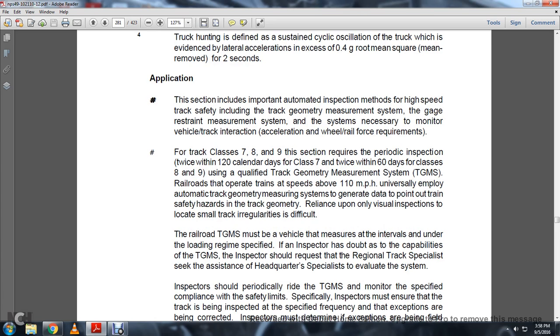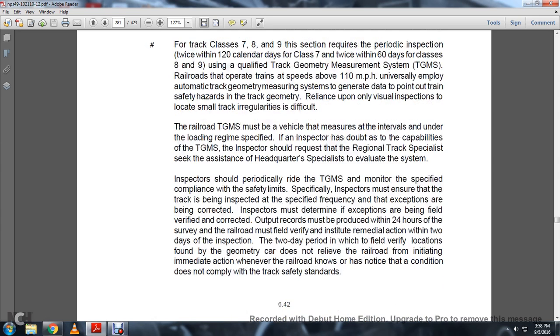For class 8 and 9, qualified track geometry measurement systems are required. Railroads that operate trains at speeds above 110 miles an hour universally employ automatic geometry measurement systems to generate data to the point of train safety hazard. Track geometry otherwise relies upon visual inspection, which can miss small track irregularity difficulties. The railroad's track geometry system measures with the vehicle under a loading regime specified by the inspector, and the capability of the track geometry measurement system.